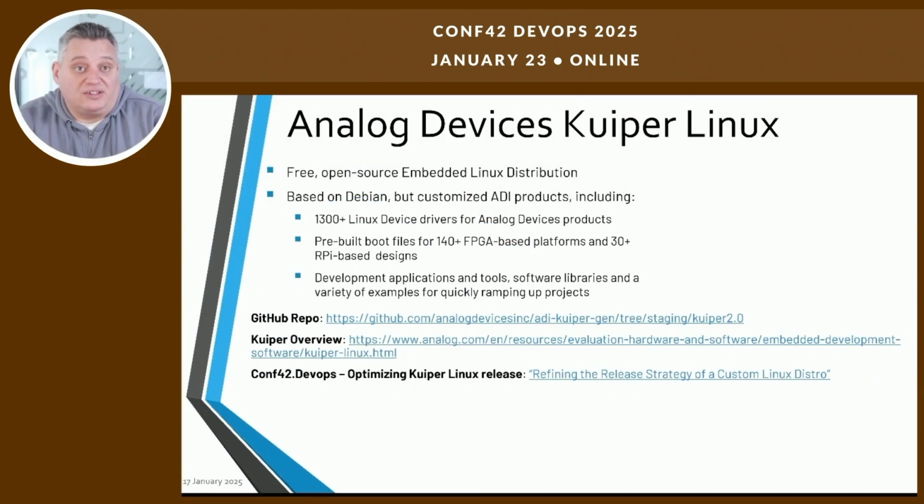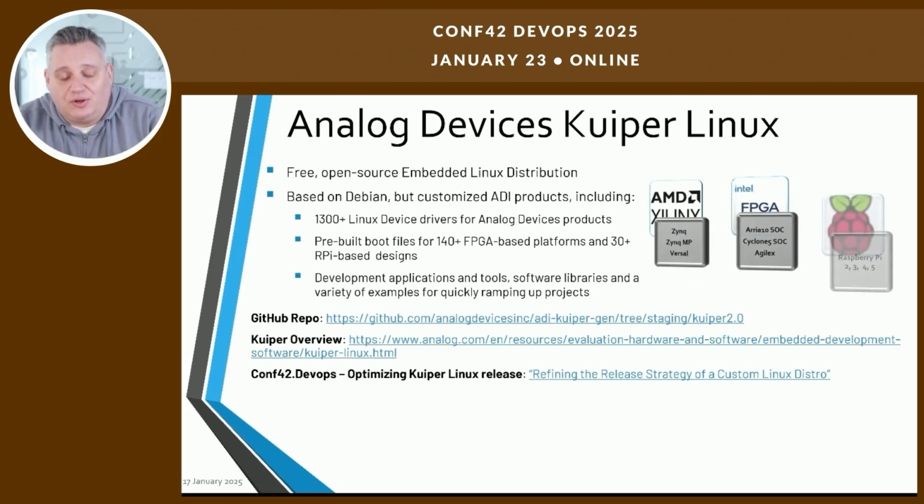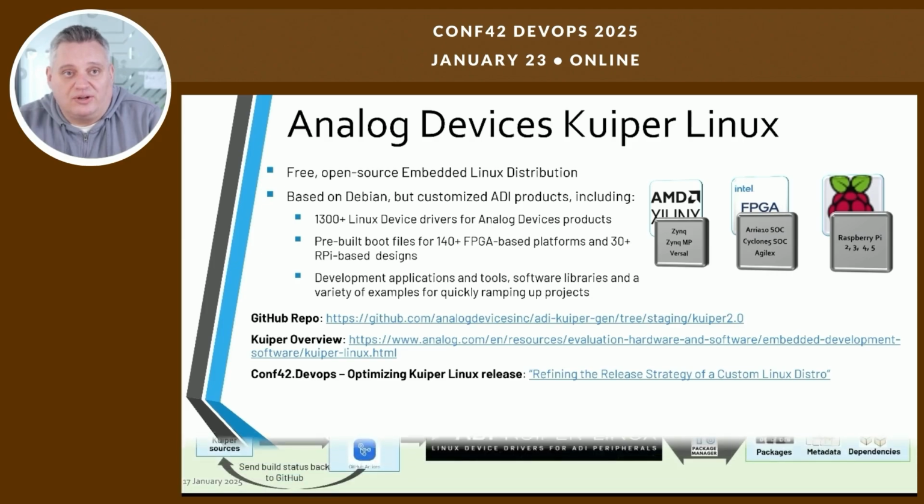The Linux distribution I talked about is called Analog Devices Kuiper, and it is a free open-source distro customized for the Analog Devices signal chain. It comes pre-equipped with essential components like device drivers, pre-built boot files for FPGA and Raspberry Pi-based solutions, as well as a wide range of development utilities, libraries, and project examples. The system supports multiple hardware platforms: AMD and Intel FPGA-based platforms, Raspberry Pi, and also NXP.